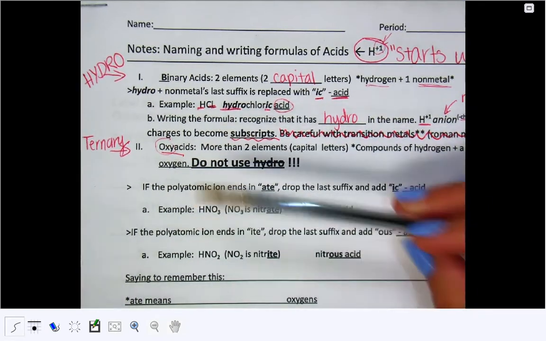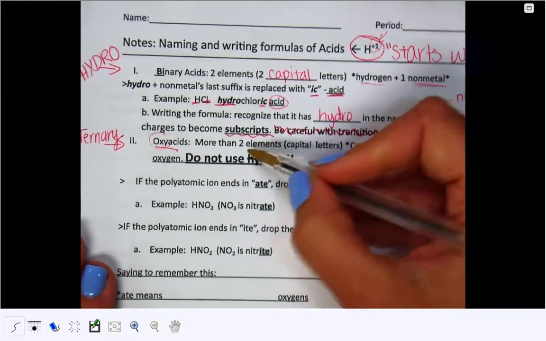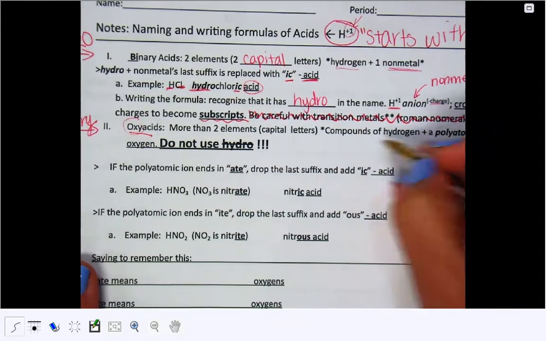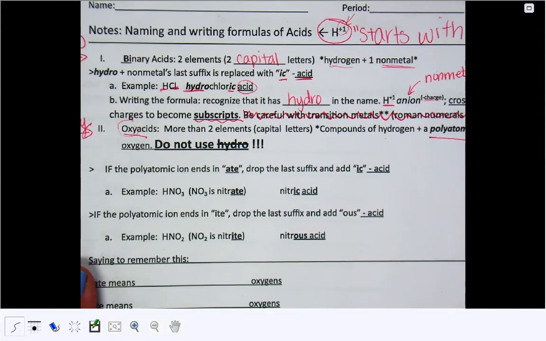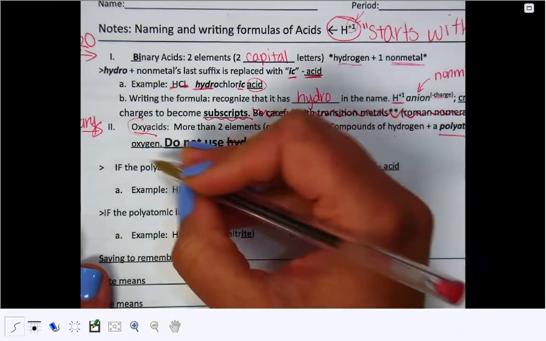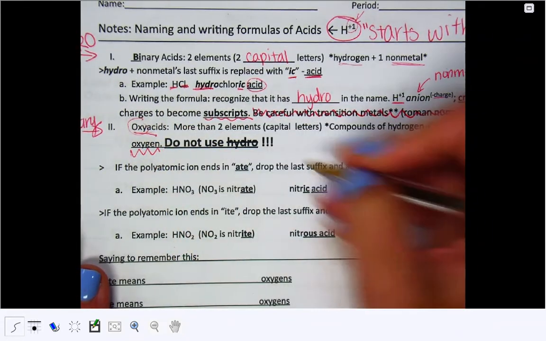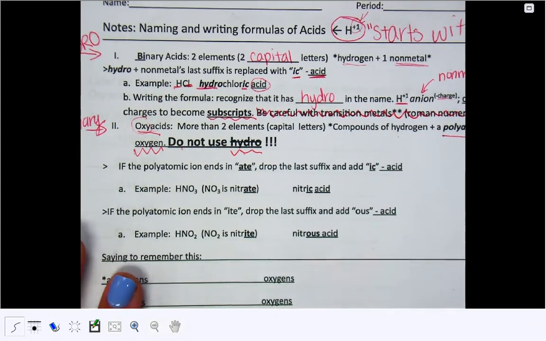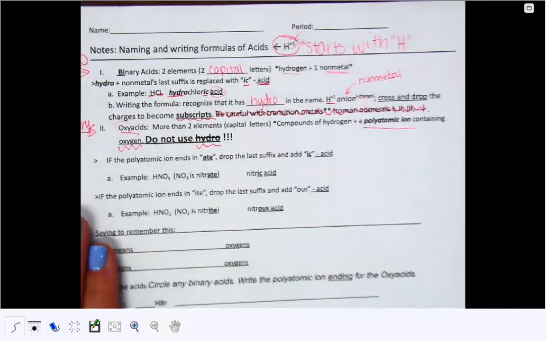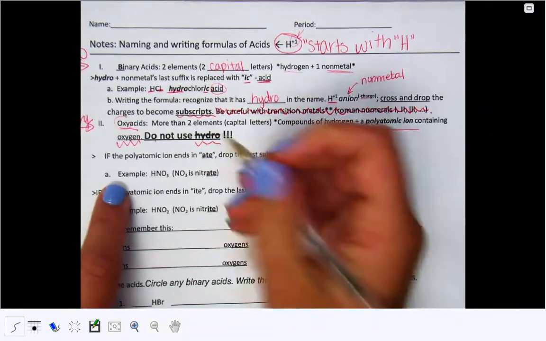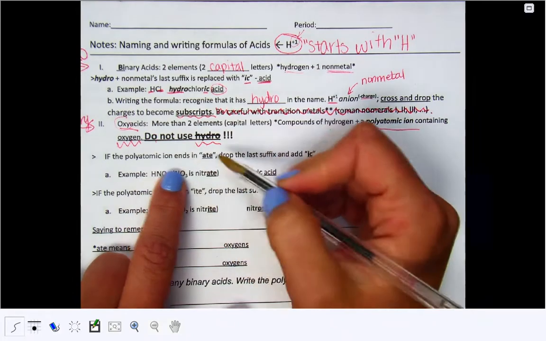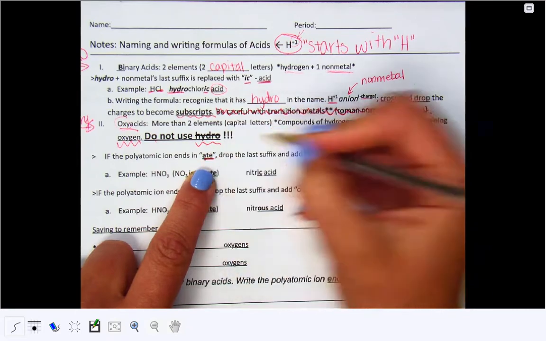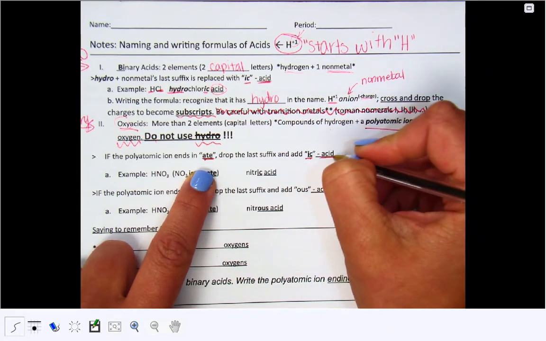All right, so ternary or oxyacids. These are going to be ones that have more than 2 elements, meaning more than 2 capital letters in the formula. They are compounds of hydrogen and a polyatomic ion containing oxygen, so there's that oxyacid, oxygen. Do not use hydro with this name. You will never see hydro with those names. If the polyatomic ion ends in ate, you're going to drop the ate, add ic, and then acid.